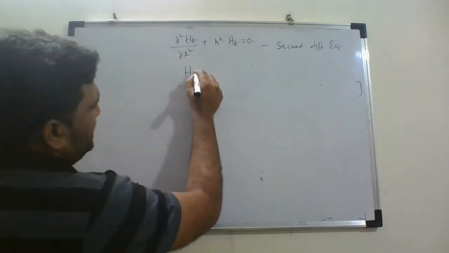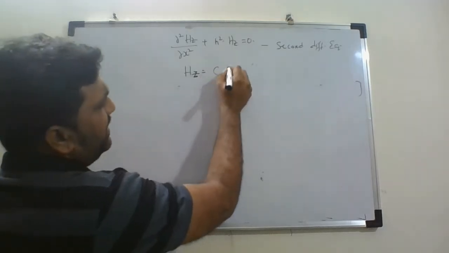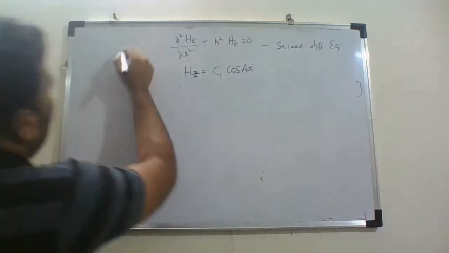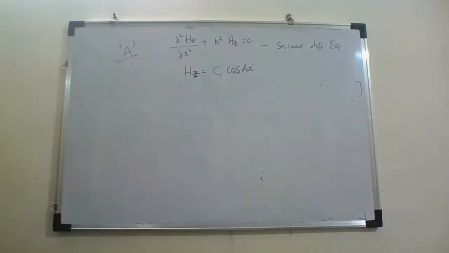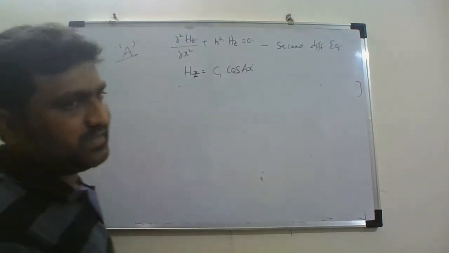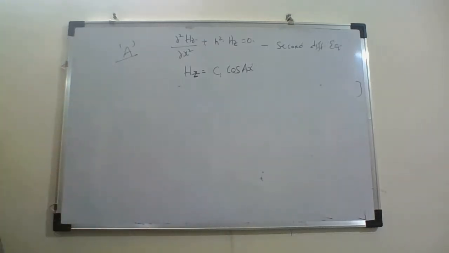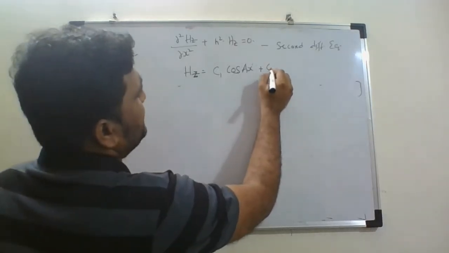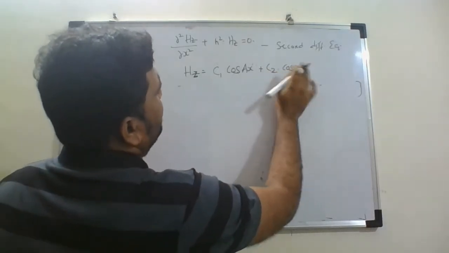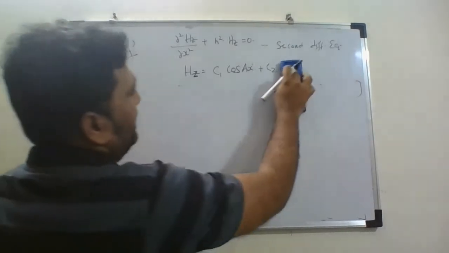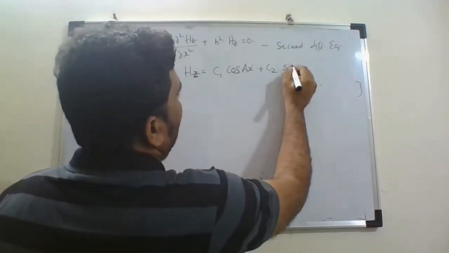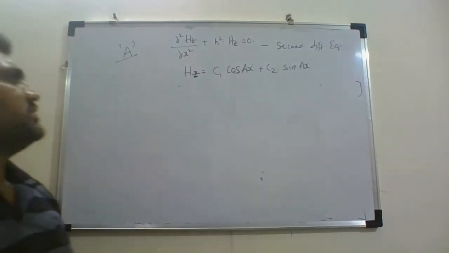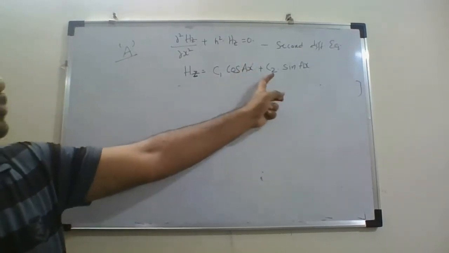So I am writing Hz is equal to c1 into cos ax. I am assuming a constant called a. What is this a value? We will discuss later, we have to derive it. So Hz is equal to c1 cos ax plus c2 sine ax. These are the two terms that I get, where c1 and c2 are constants.